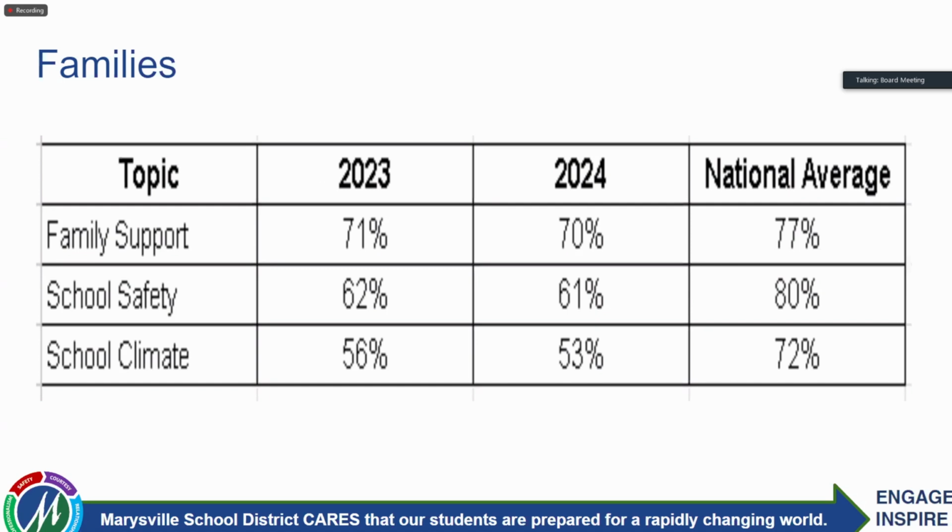And the feedback for the families in 2023, as far as family support, 71%, 2024, 70%, and the national average is 77%. School safety in 2023 was 62%, 61% this spring. The national average is 80%. School climate in 2023 was 56%, 53% this spring, and the national average is 72%.